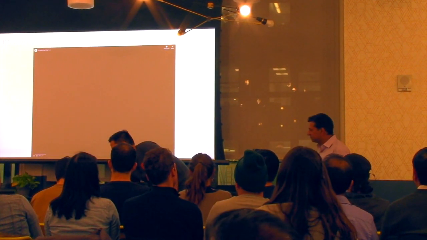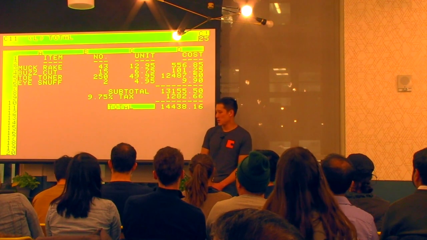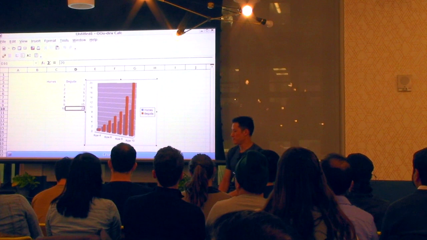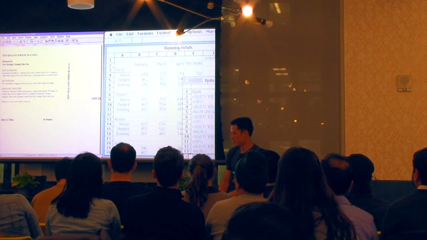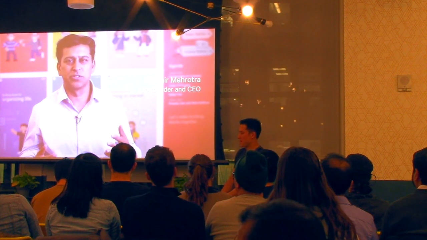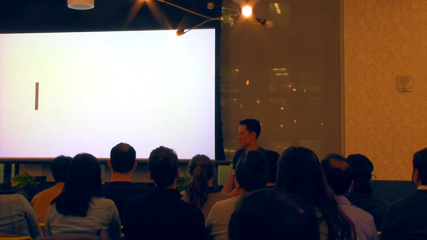Okay, let's start at the beginning. When we invented computers, one of the first things we did was make a digital document. Over time, we changed the interface from black and white to hologram features and moved to the cloud. But fundamentally, documents and spreadsheets haven't really changed. So we asked ourselves what would we build if we started from scratch. This is Coda.